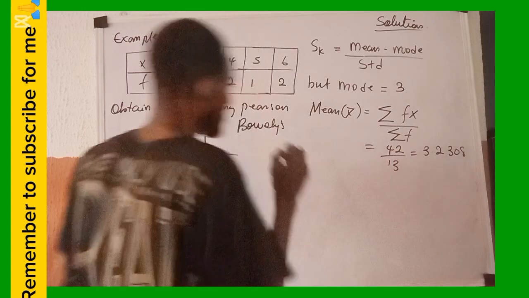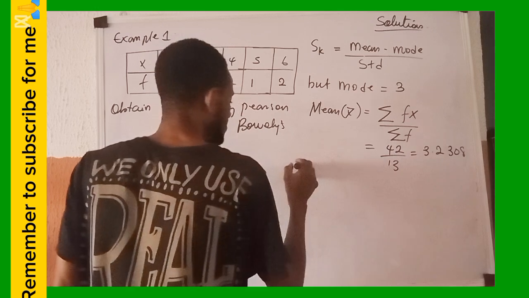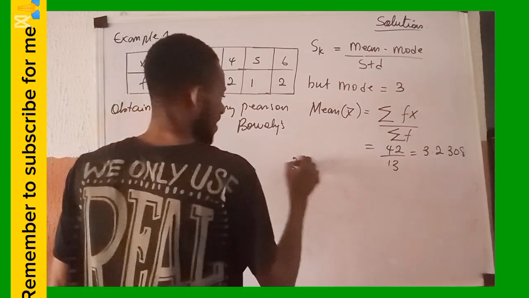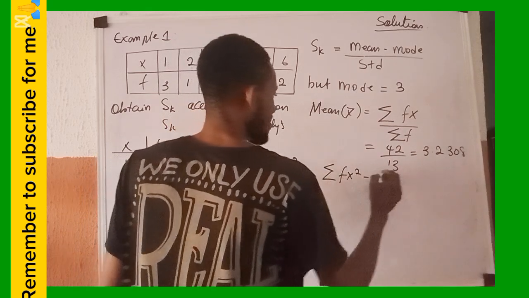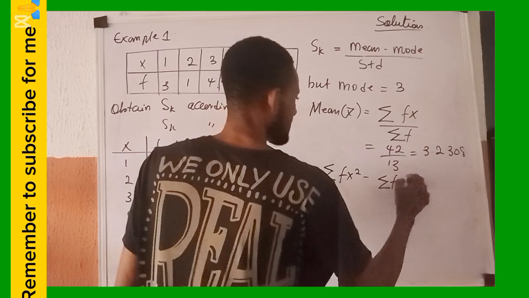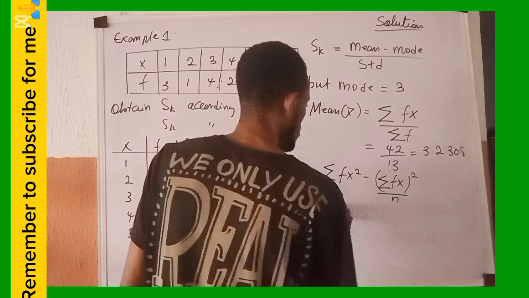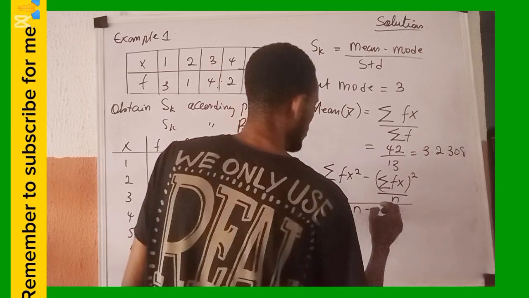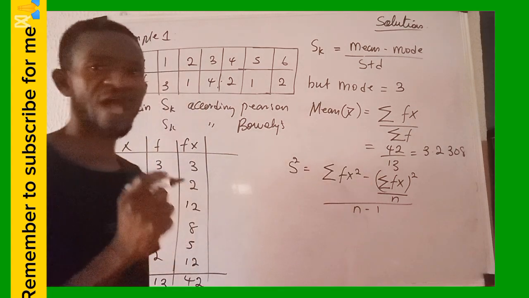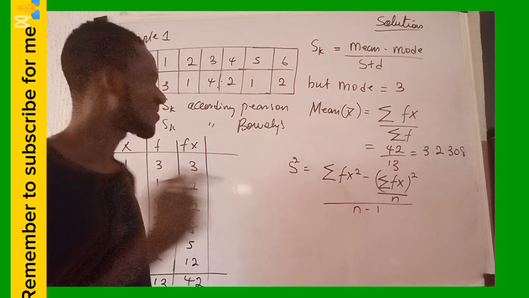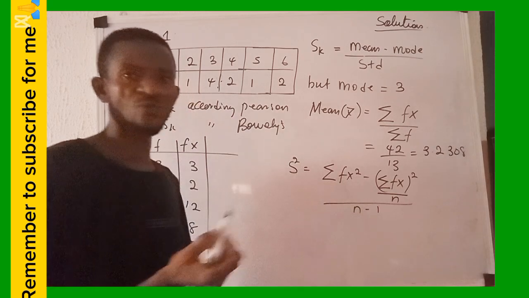Okay? So the standard deviation here, or let me first of all begin with the variance. The variance S squared is given as sum of fx squared minus sum of fx all raised to power 2 all over n, all over N minus 1. I will explain this. This is of course a computational formula on how to get the variance. Here is fx squared. You must have squared your x before you use the frequency to multiply it.